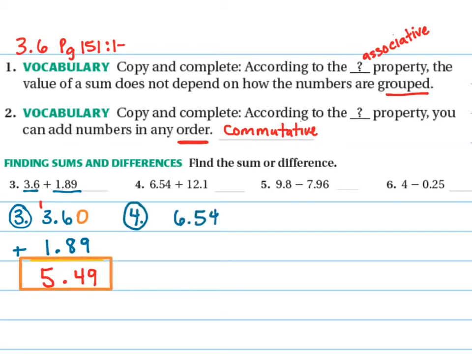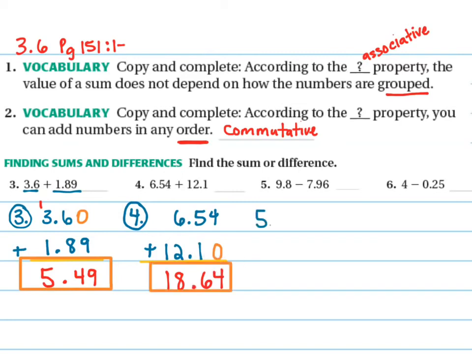Box my answer, go on to number 4, set it up. And we notice right here that we need to add a 0, so we add a 0 to that spot. Then we just add like normal. 4 plus 0 is 4. 5 plus 1 is 6. 6 plus 2 is 8. And 1 plus nothing is 1. Now, I don't have to put a 0 here because we know that that's given. We just like to do it over here just to help line up our decimals. Bring that decimal straight down.